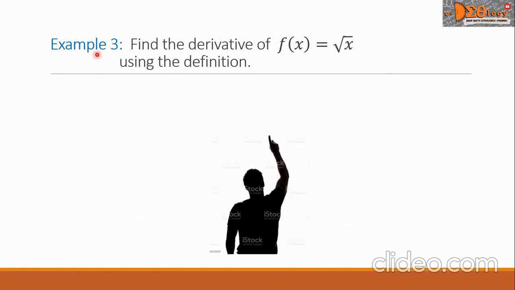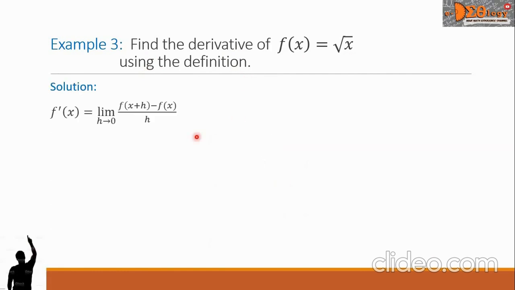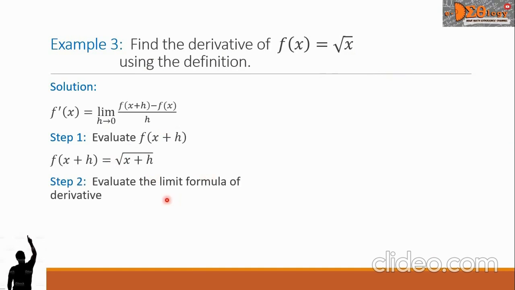Let us see example 3. Find the derivative of f of x equals the square root of x using the definition. We have here again our formula, and step 1 is to evaluate f of x plus h. So we have here f of x plus h equals the square root of x plus h. Step 2, to evaluate the limit formula of derivative.